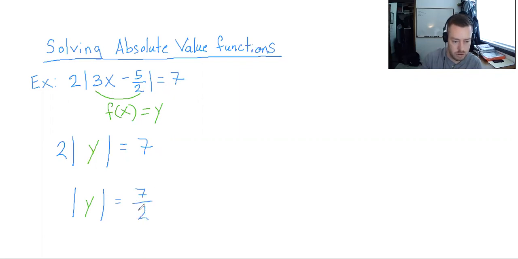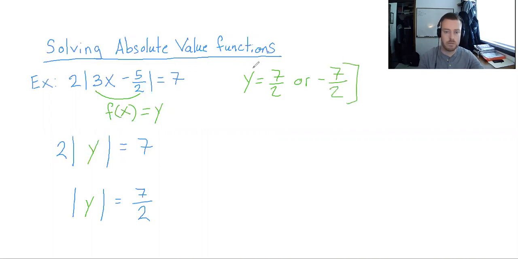Cool. Like I was saying, whatever number is inside the absolute value, whether positive or negative, it's going to turn it positive. So if the absolute value of y is equal to 7 halves, there are only 2 possible answers that y could be. This means that y is either 7 halves, or it's also negative 7 halves, right? Because whatever's inside the absolute value has to be positive.